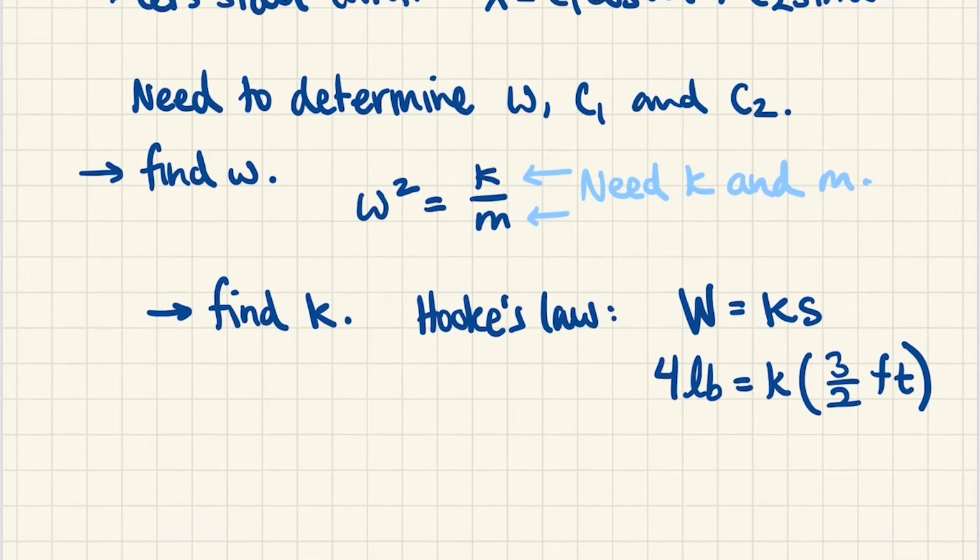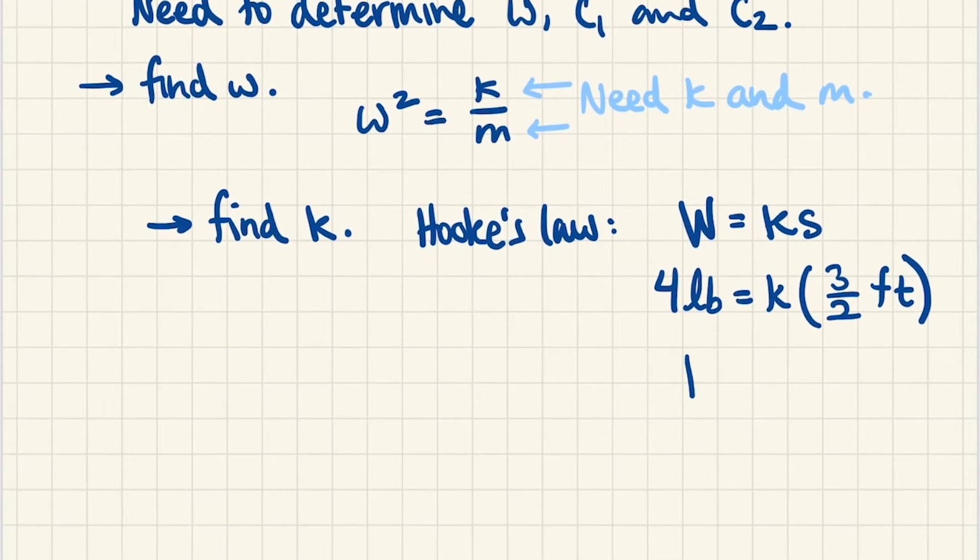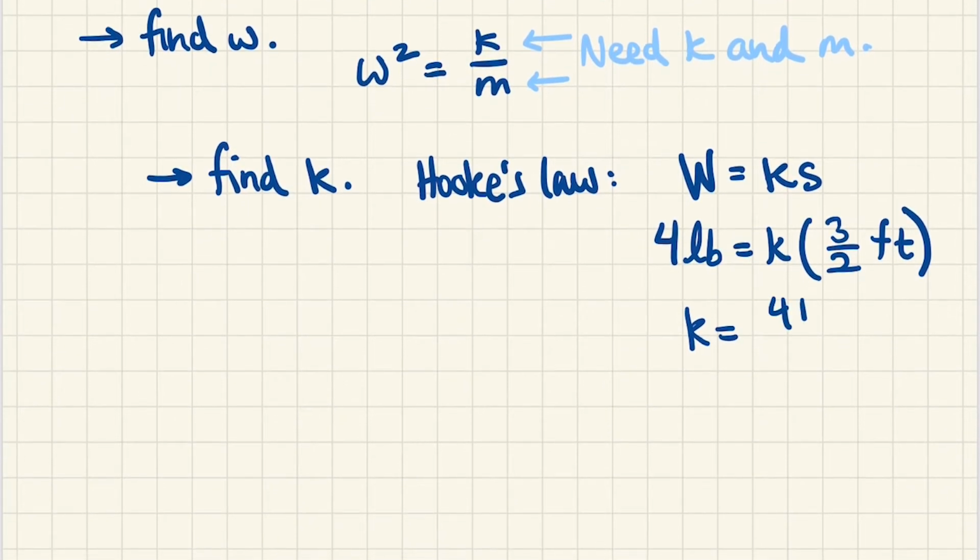So we're solving for k. So we can see that k is equal to 4 pounds divided by 3/2 of a foot. So this evaluates to 8 over 3 pounds per foot.